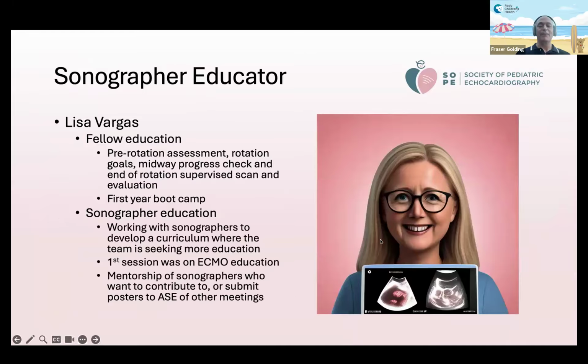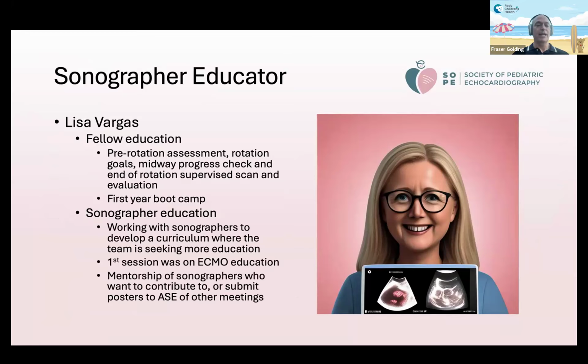Okay. I want to introduce Lisa Fargas via Image Playground on my Apple iPhone. I took that and created a picture of her. She has just started as our educator and has a long history in education. We're having her shore up some of our fellows' teaching with pre-rotation assessments, midway assessments, and supervised scans at the end of their echo rotations.